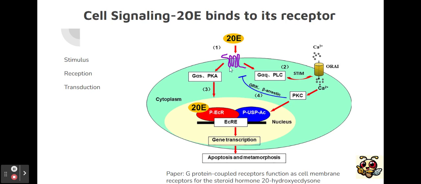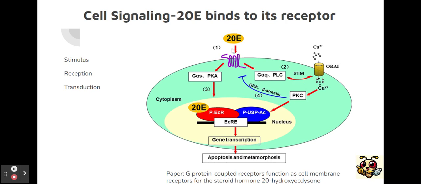So 20E will bind to a G protein coupled receptor, a GPCR. This is going to be the stimulus, when the right temperatures are hit and they're ready to move out of the ground and up. That's the stimulus. The 20E is going to be in the system of the cicada, and it's going to bind to the GPCR. That's the reception, and then you get the transduction. Remember, arrows usually mean that these things are being activated, and these little blockers mean that this is causing inhibition.